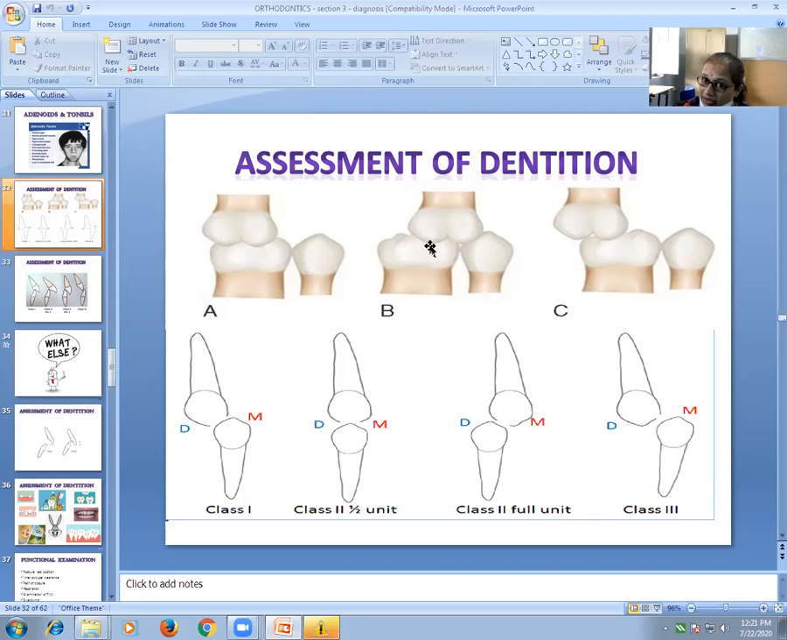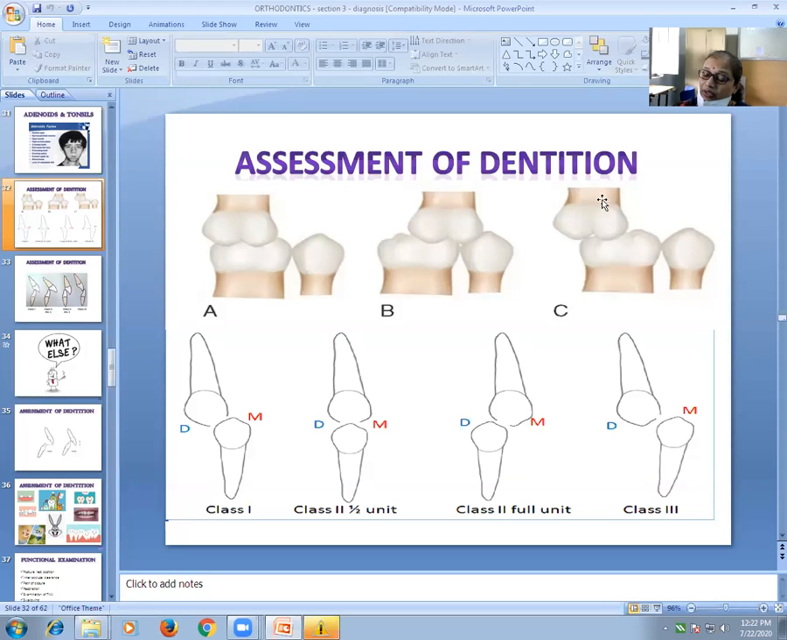When the distobuccal cusp occludes in the mesiobuccal groove of the lower first molar, it is a class 2. See here, the distobuccal cusp is occluding in the mesiobuccal groove, and the mesiobuccal cusp is occluded between the first molar and the second premolar. Fine.